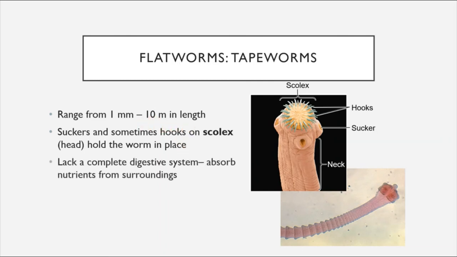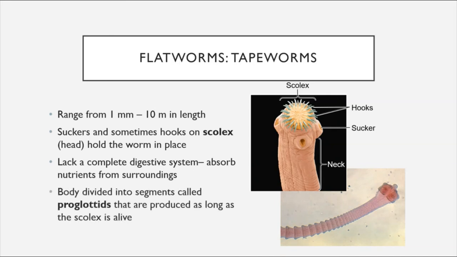Like flukes, they lack a complete digestive system and instead are forced to absorb nutrients from their surroundings. So the head, the hooks and the sucker, they actually don't play a major role in the nutrition acquisition for the worm. The nutrition is absorbed through its skin.